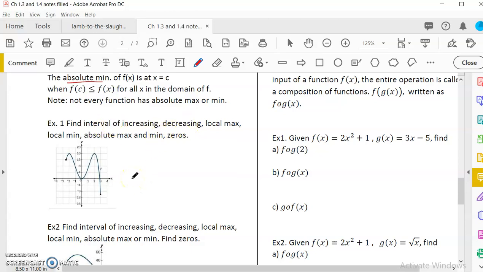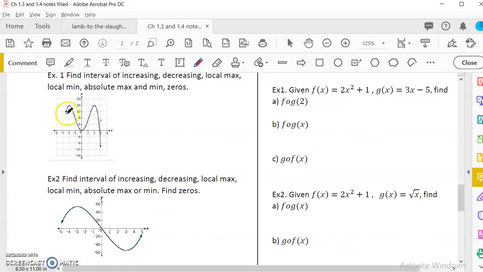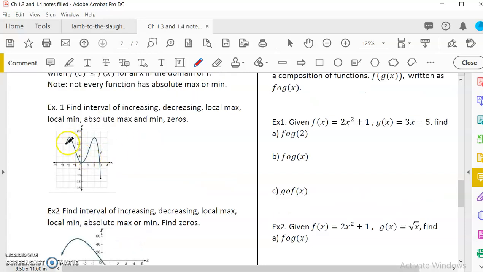So let's do some examples. These are the cases where the graph does not go to infinity. It stops at certain points. When the graph stops at certain points in the interval, it is possible to find absolute max and mins. So first, intervals of increasing. We can actually see with our eyes that it is increasing here, and increasing here, right?